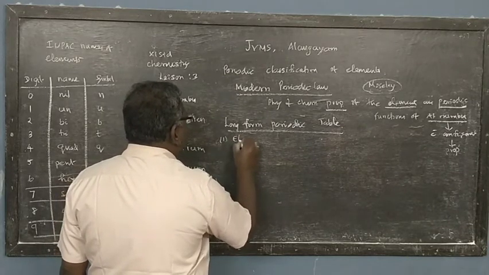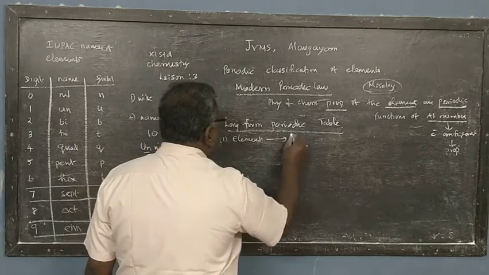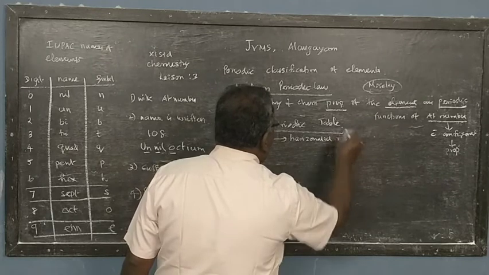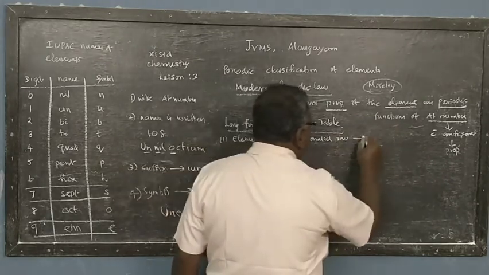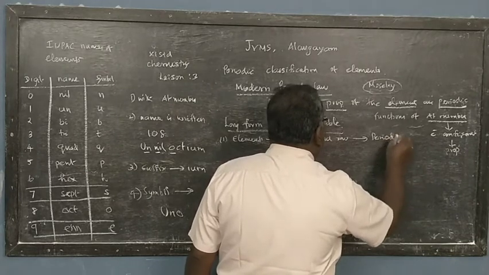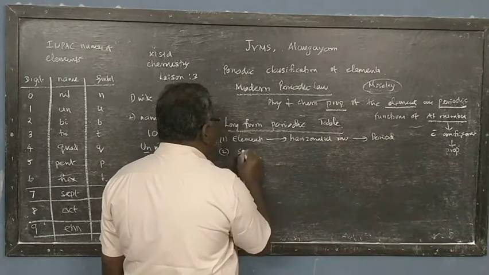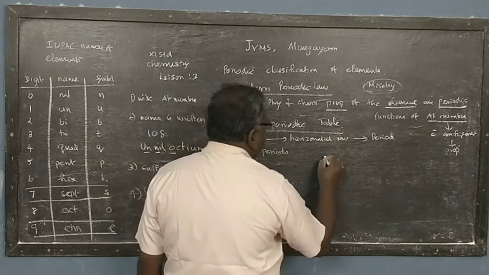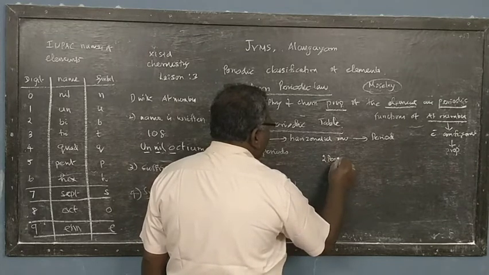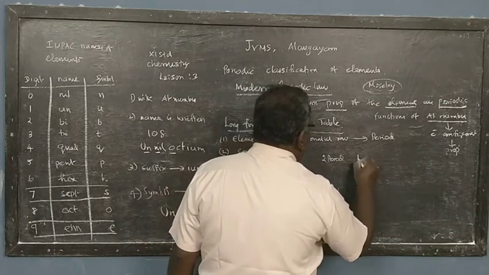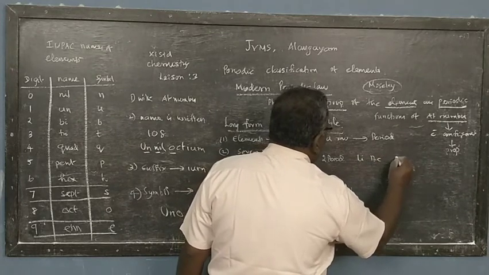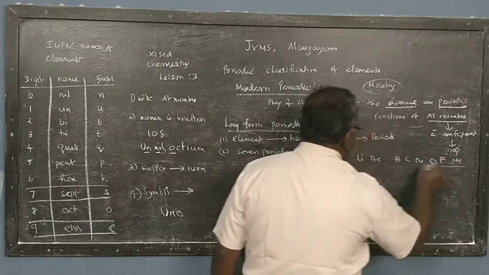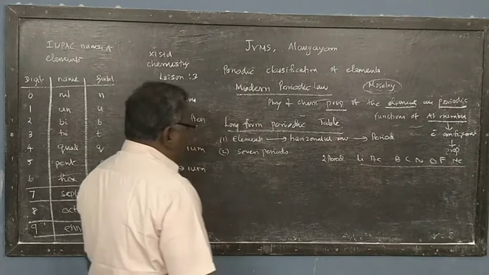The elements which are placed in a horizontal row are called a period. There are 7 periods in the periodic table. For example, the second period starts with lithium, beryllium, boron, carbon, nitrogen, oxygen, fluorine, neon. So this is the second period.